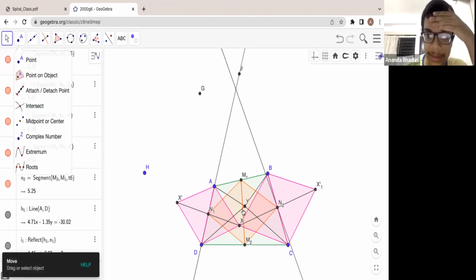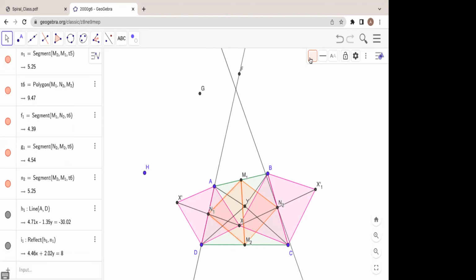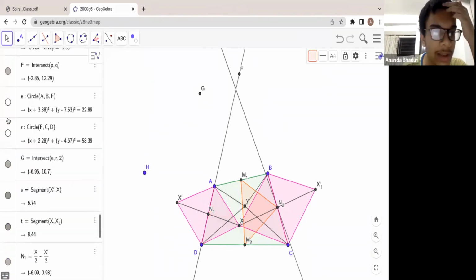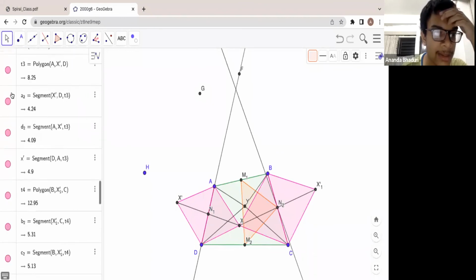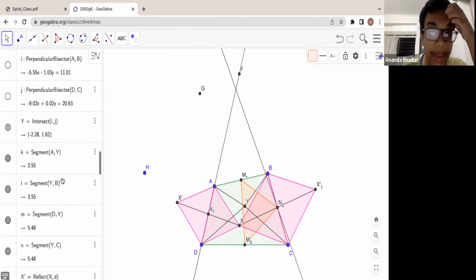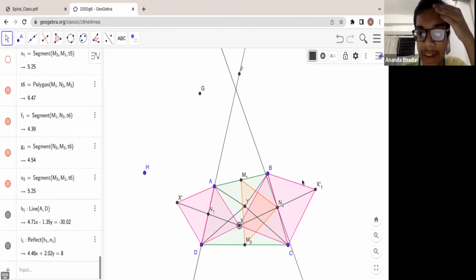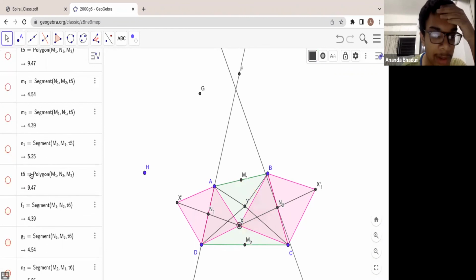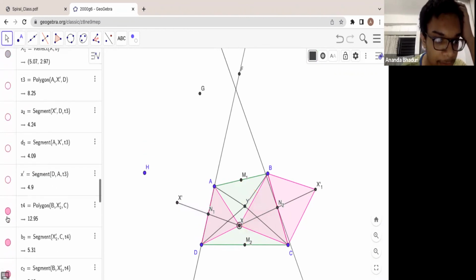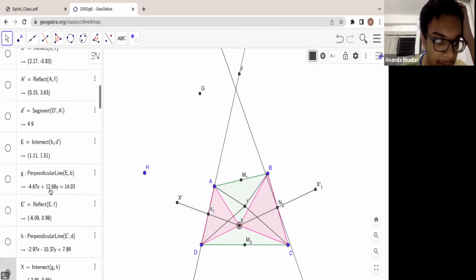Wait, how do we define N1, N2? Okay, so let's just, sorry. I'm telling you how to construct X. Initially I defined N1 as the midpoint of X dash and X1 dash. But suppose we want to construct X given ABCD. How do we do that? That was what I was telling you. Sorry for confusing.